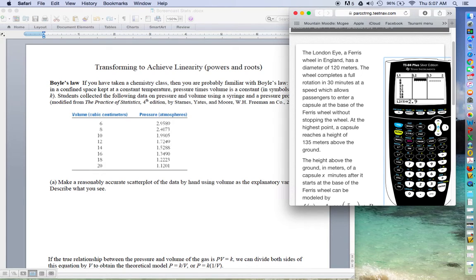2.9589, 2.4073, 1.9905, etc. You want to follow along with me if you aren't already. I think I may have one that's wrong here. Yep, 1.349.